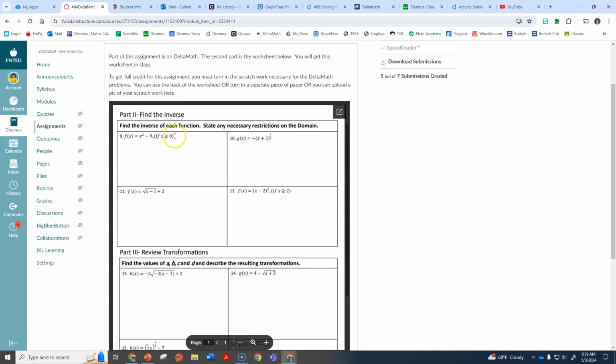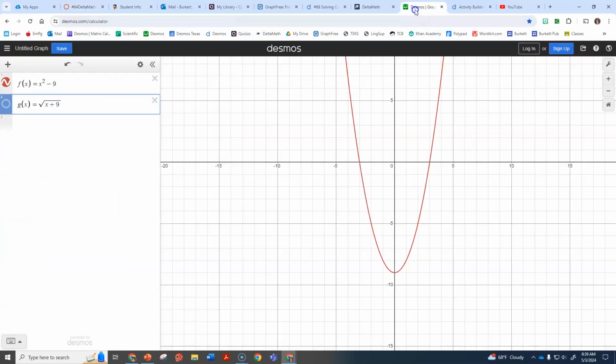I'm discussing this restriction. As you can see on this problem right here, we have a quadratic, which you should recognize. If you solve this, you rewrite it with a y, switch the x and y, and then solve for y. Then this is the function that you end up with.